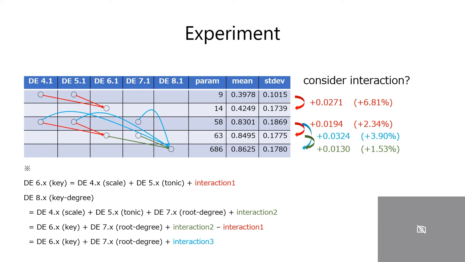We also tested some combinations of the distance elements. We can check if it's meaningful to consider mutual interactions. As explained before, DE6X considers DE4X, DE5X, and their interactions. Similarly, DE8X considers DE4X, 5X, 7X, and their interactions. As we can see, considering the interactions resulted in a little gain in accuracy, but the number of parameters also increased. Also, it turned out that it's possible to achieve over 80% with only 58 parameters, without considering interactions nor directions.